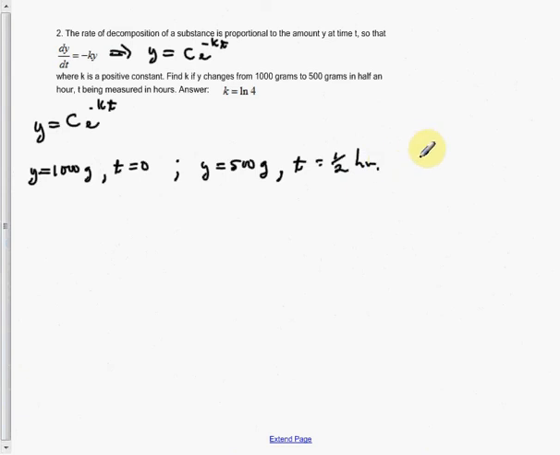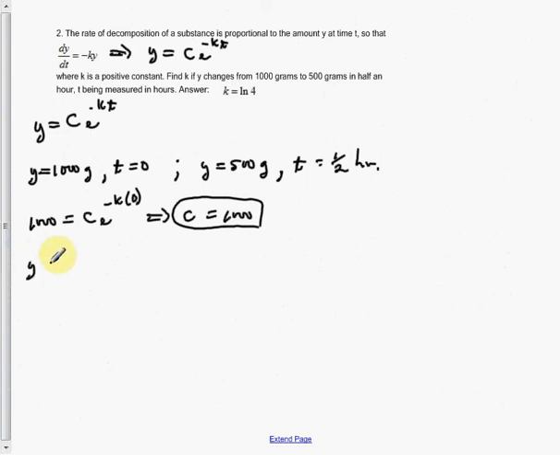All right. So we stop there and see if we can solve for these constants. So we have 1,000 is equal to c times e to the negative k times 0. Well, that implies that c is equal to 1,000. E to the 0 is just 1, so we just have left 1,000 is equal to c. And so for the next one, we can write the equation with the value of c. So y is equal to 1,000 times e to the negative kt.